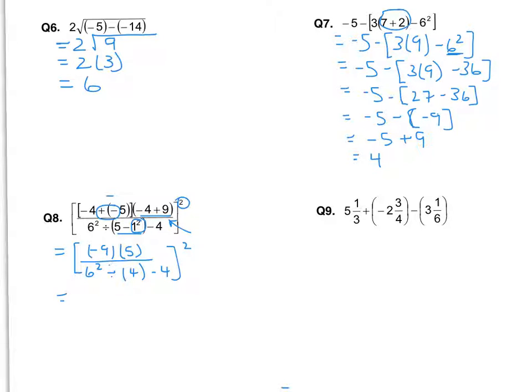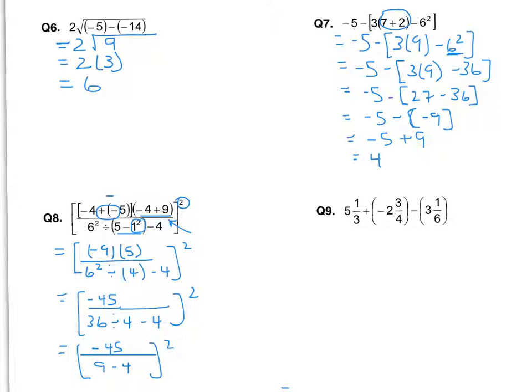On the top, I have -9 times 5, which is -45. And on the bottom, I have a 6 squared, which is 36. Exponent before I do this dividing. And then after I do that, I'm going to subtract my 4. So -45 divided by, 36 divided by 4 is 9. And that's all still squared.